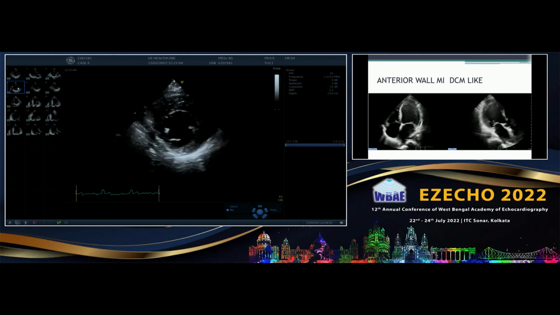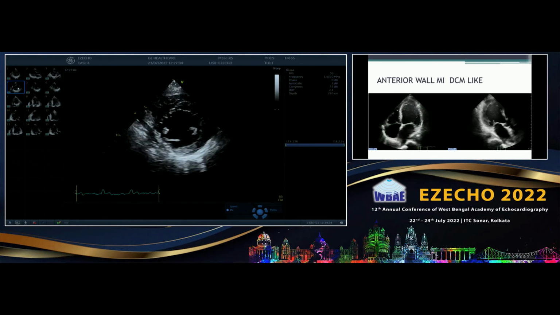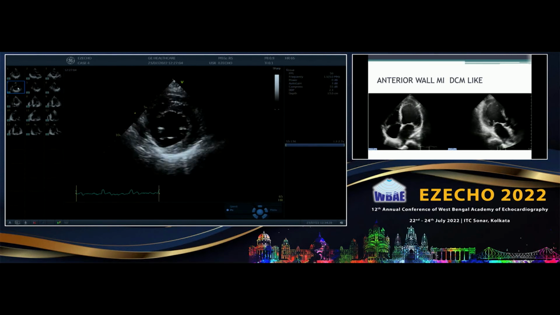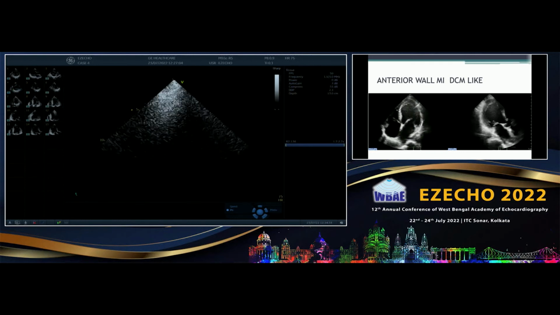Come to the middle segment. In the middle segment at the level of papillary muscle, it is still inferior and the posterior is still moving. So what must have happened is that your long axis view was off axis, correct? That was the important thing. Now, on this view, okay, let us go to the apex.